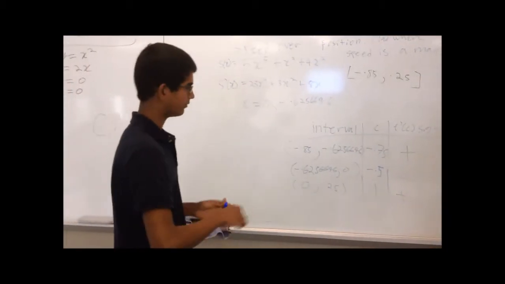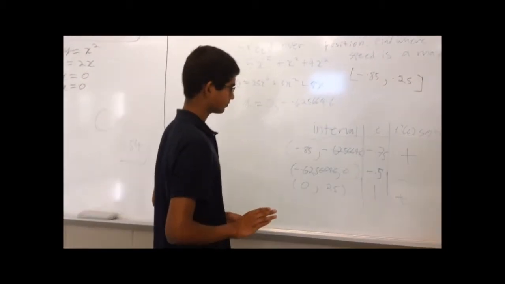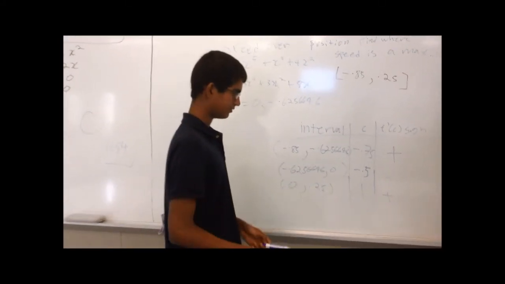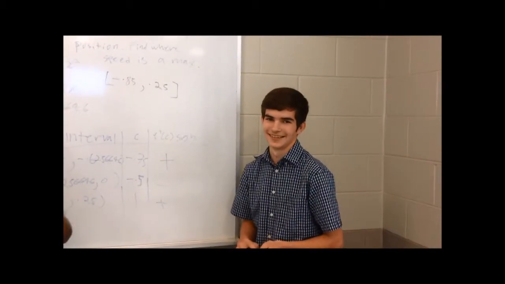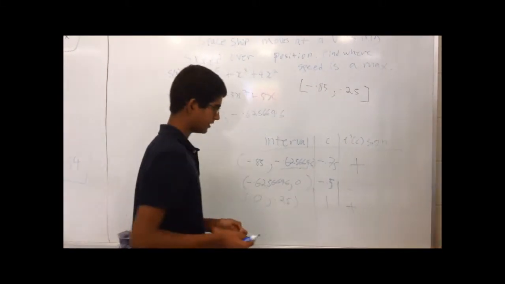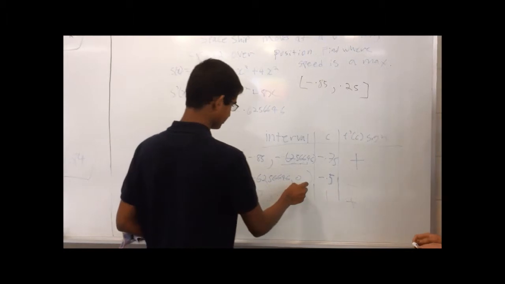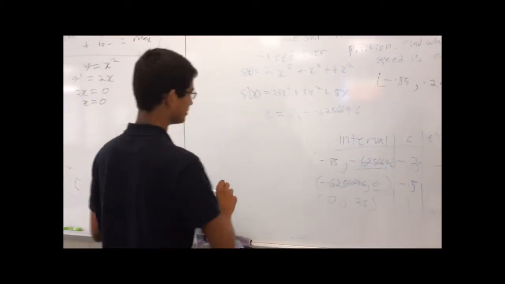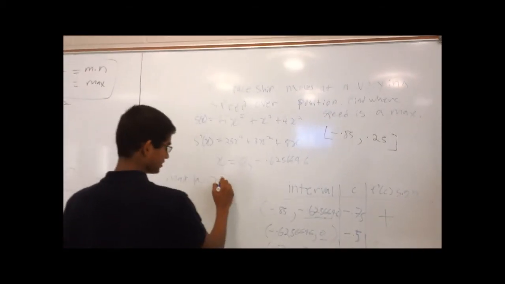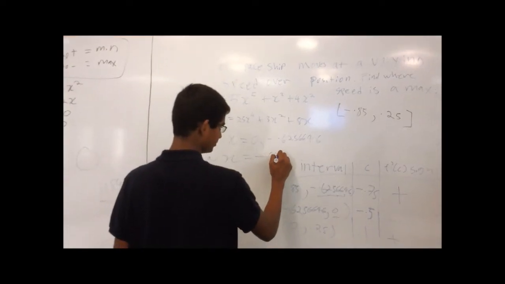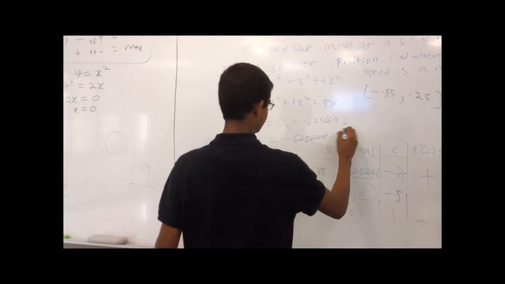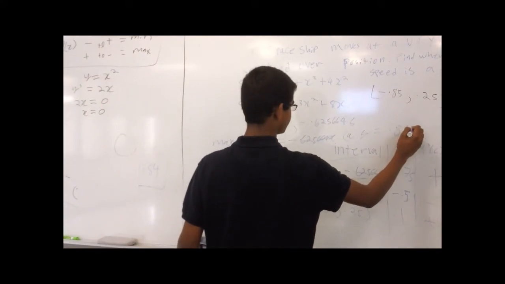And as we've explained before, the maximum is when it goes from a positive to a negative. So you can see there's a maximum at this value right here. And a minimum is when it goes from negative to positive. So there's a minimum at 0. So the spaceship speed is a maximum at x equals negative 0.62566646, at y equals 0.84. Just calculate that by putting it back in.